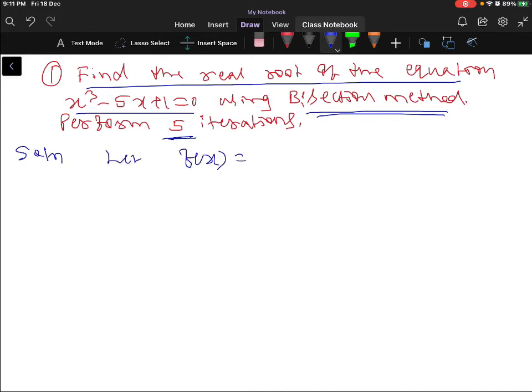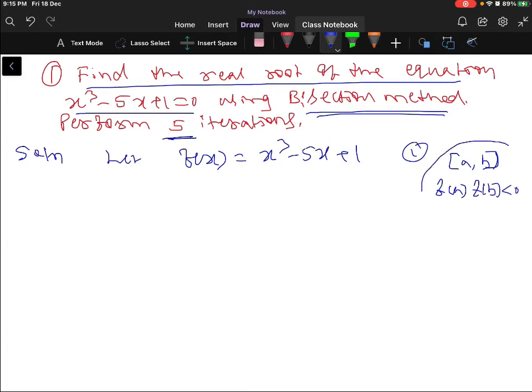Let f(x) = x³ − 5x + 1. Now we need to find the interval [a, b] such that f(a) × f(b) is negative. This is the intermediate value theorem property.